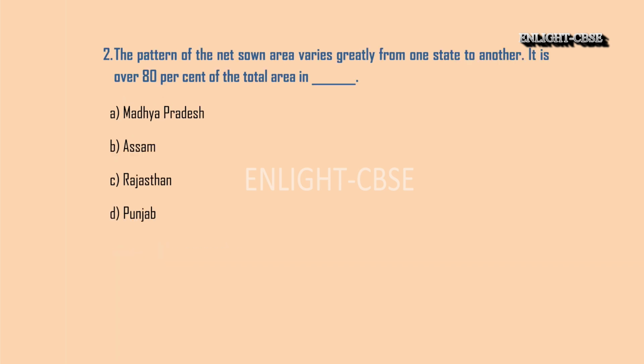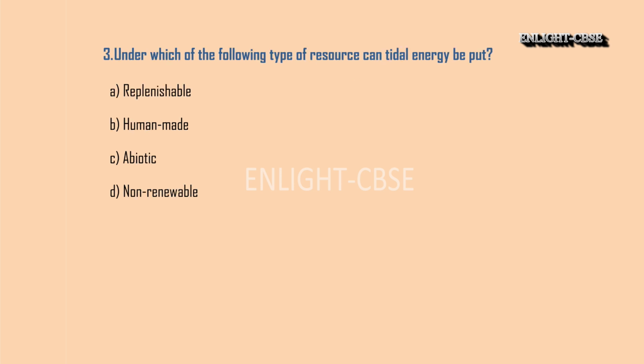Question 2. The pattern of the net sown area varies greatly from one state to another. It is over 80% of the total area in which state? A. Madhya Pradesh. B. Assam. C. Rajasthan. D. Punjab. Answer: Punjab. Net sown area is over 80% of the total area in Punjab.